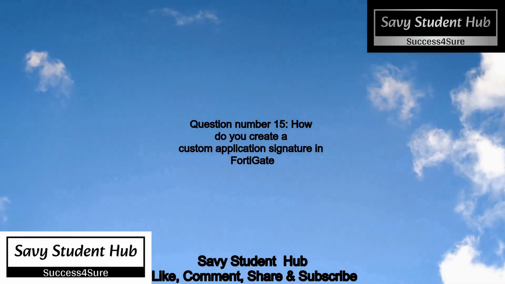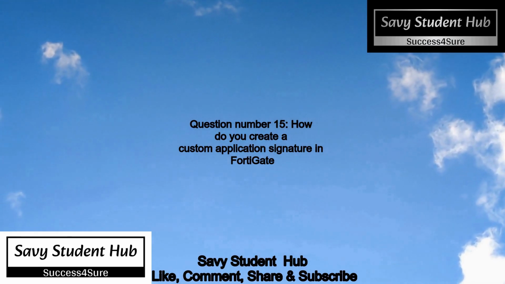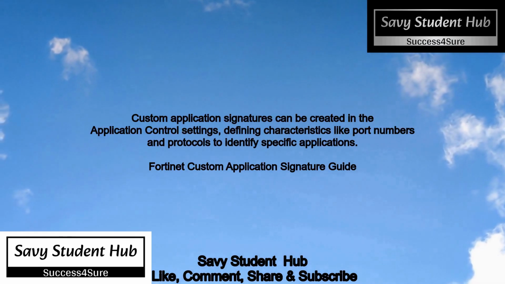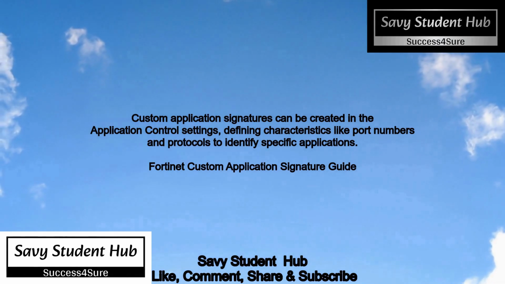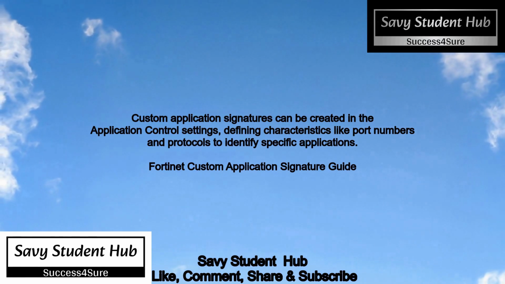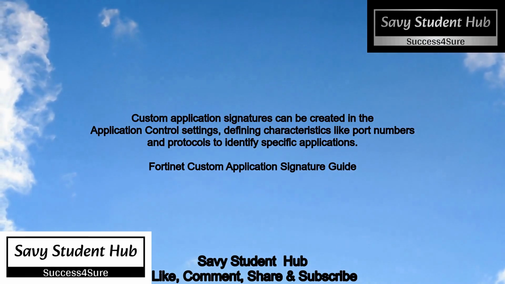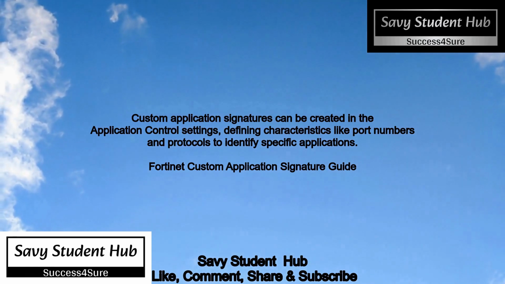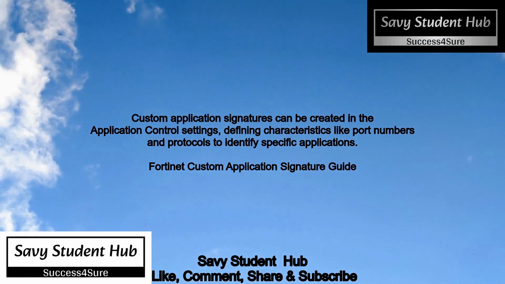Question number 15. How do you create a custom application signature in Fortigate? Custom application signatures can be created in the application control settings, defining characteristics like port numbers and protocols to identify specific applications.